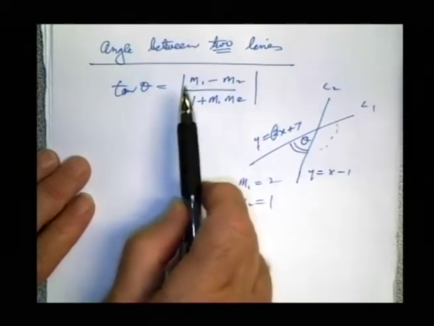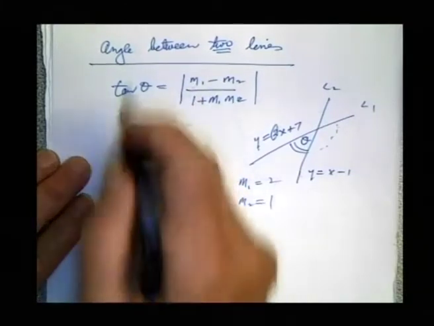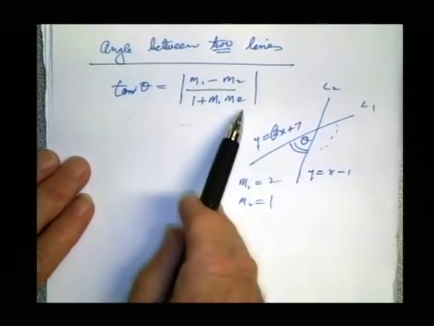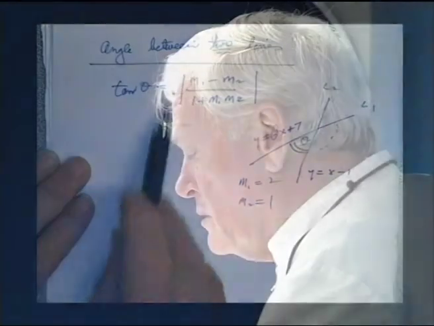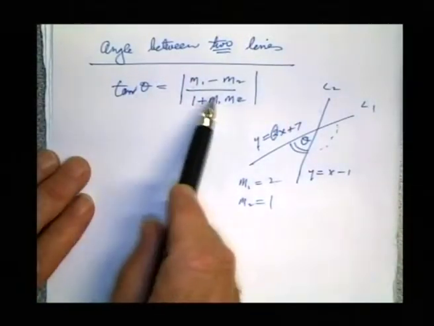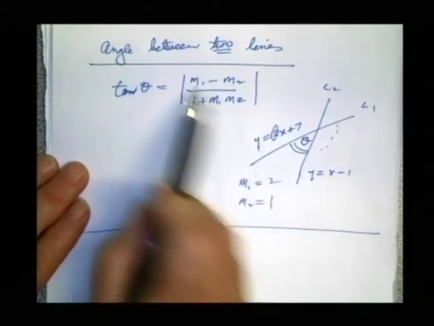Notice here you've got three unknowns. You've got m1, m2 and theta. So the questions would all vary around three unknowns. You need two to find the third one. In this case, you're given the two gradients, you need the angle. You could be given the angle and a gradient to find the other gradient, or the angle and the gradient to find the other gradient.